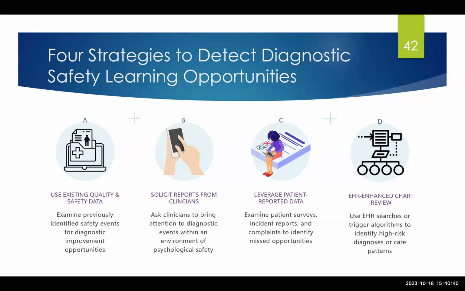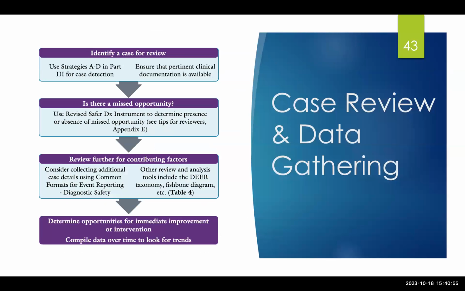Essentially means instead of looking at 1,000 medical records, you'll only look at 50 or 25 because the electronic health record trigger tells you which ones to look at. So that's why we call it enhanced chart review. So you don't have to spend so much time doing chart review.